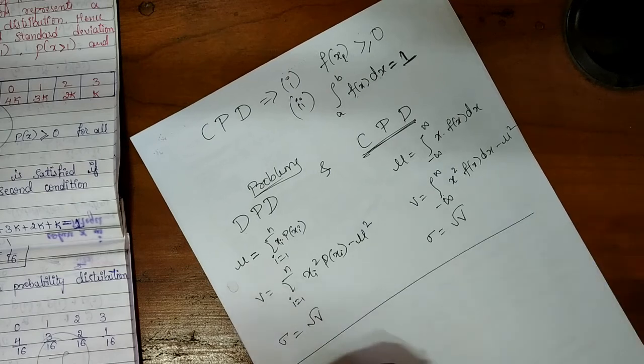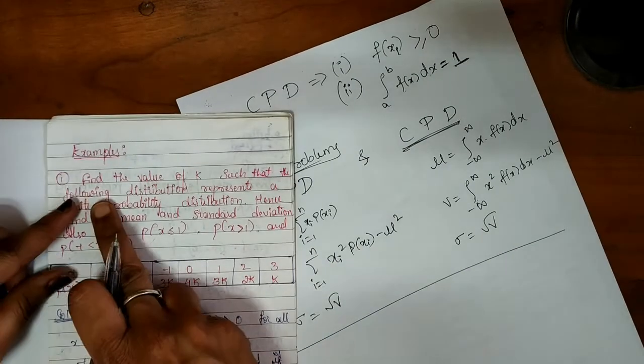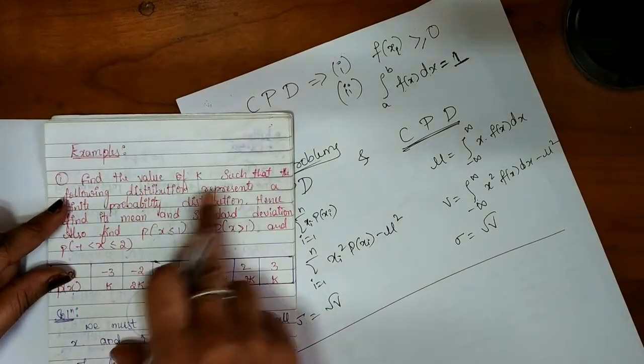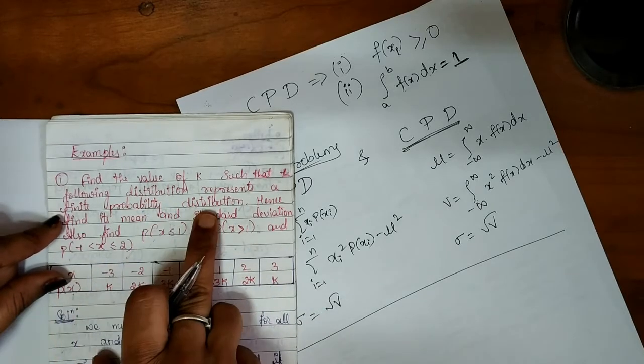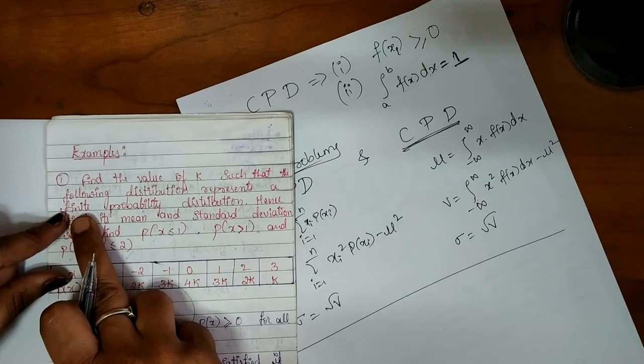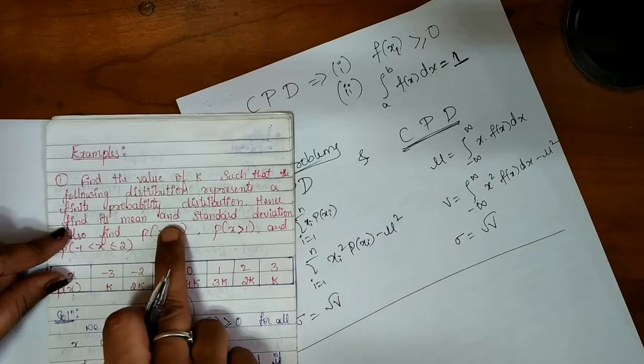Problems here. Let me take a problem here. Find the value of k such that the following distribution represents the finite probability distribution. They are telling it is a finite probability distribution. Finite means what? Discrete probability distribution, isn't it? Hence, find its mean and standard deviation.